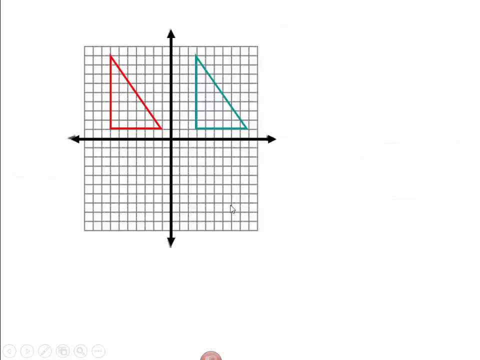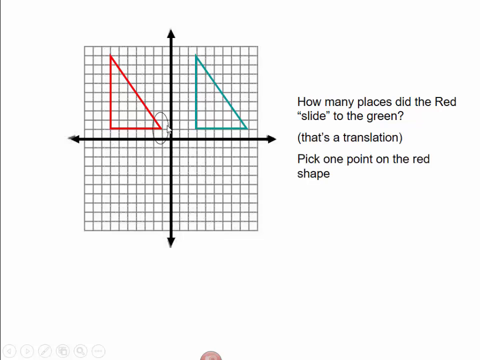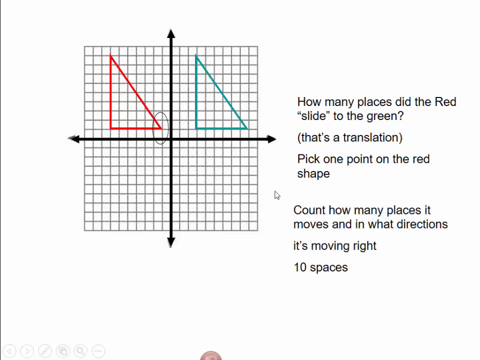So let's look at what a translation looks like. You can have a 1-point translation where it just moves one time. One of the coordinates stays the same and the other one doesn't. So this is just a flat out slide. I want to see how the red becomes the green. So pick a point on the red. I'm going to pick this point here. And you count to see how many it goes over here. 1, 2, 3, 4, 5, 6, 7, 8, 9, 10. So it's going right 10 places. So the translation is 10 right.